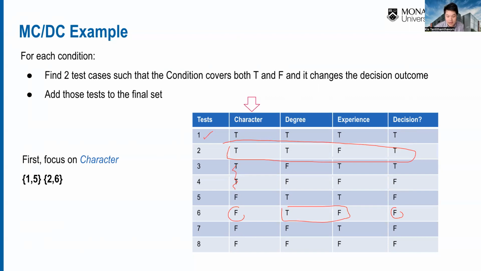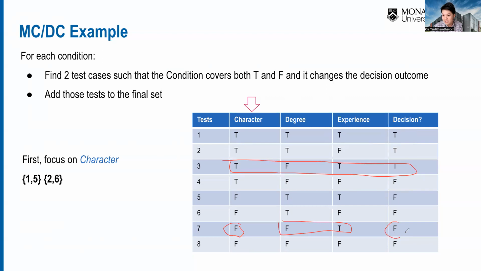Let's take a look at the next one, 3. We want to find another test case. Probably it should be 7. The character is flipped. The degree and experience remain the same, but the decision is flipped. So 3 and 7 is another potential pair of test cases.